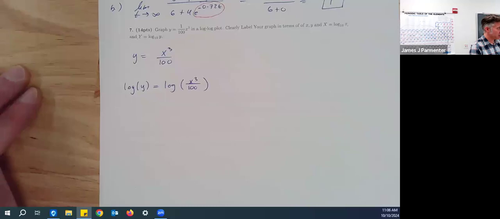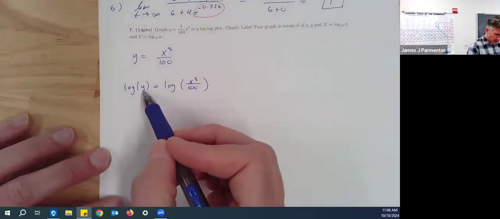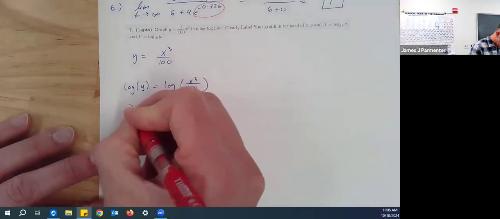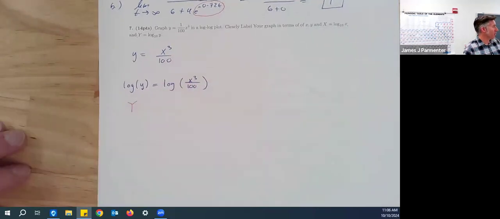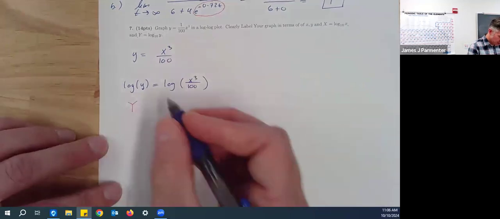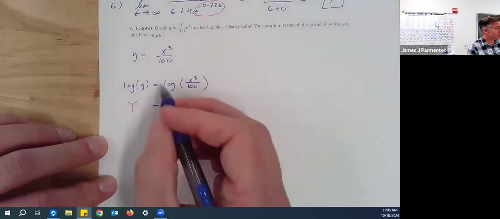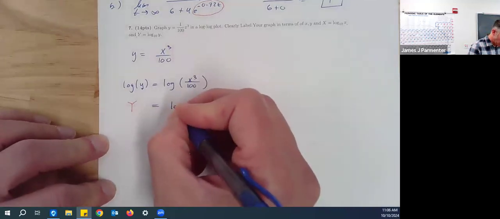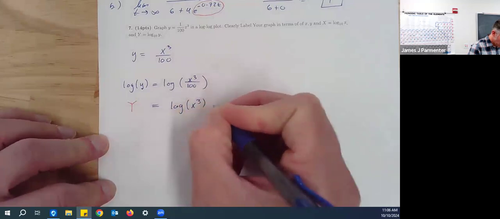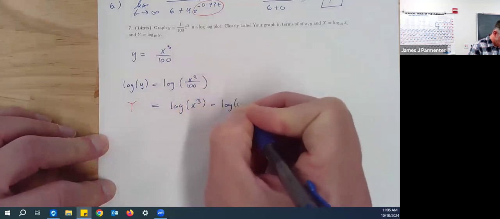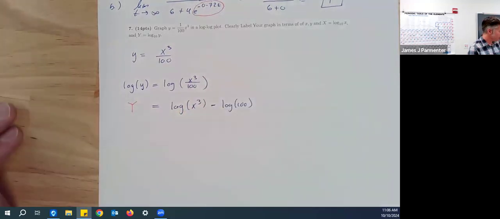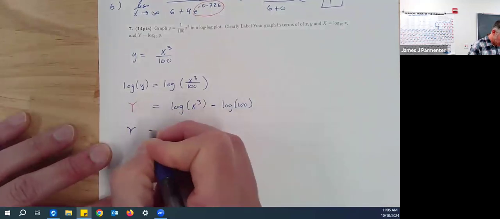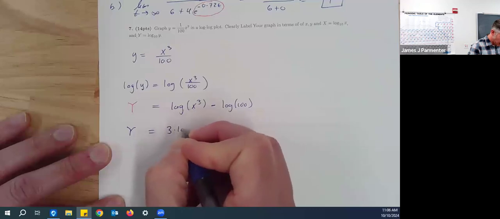We're going to start rewriting things. Log of lowercase y is capital Y. Trying to make sure your capital looks very different than your lowercase. And I'm going to break up the right-hand side using my log rules. This is going to be log of x cubed minus log of 100. I'm going to use the power rule and say that capital Y is equal to 3 times log of x.